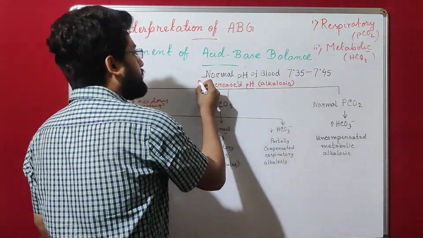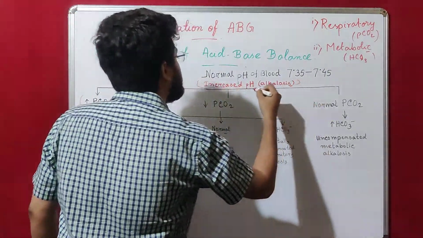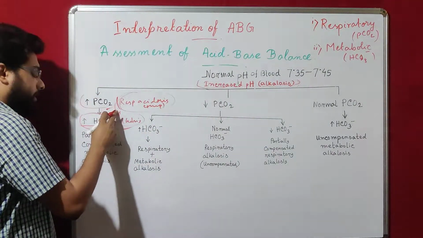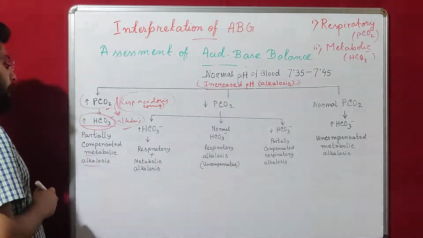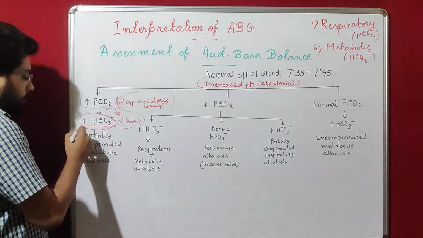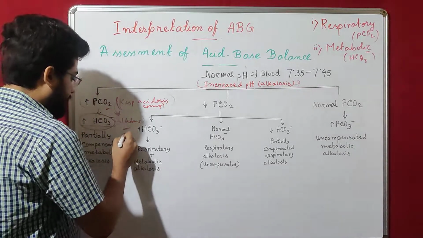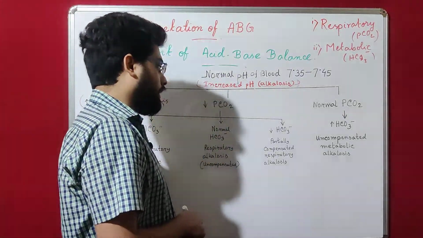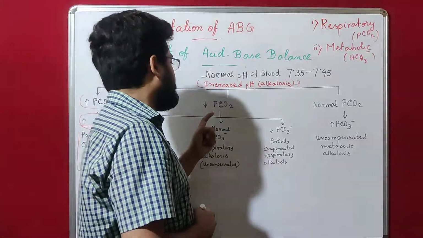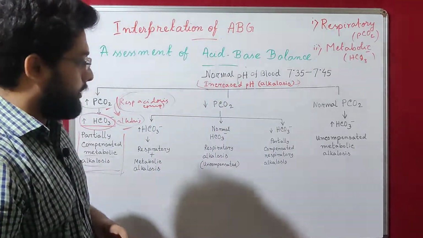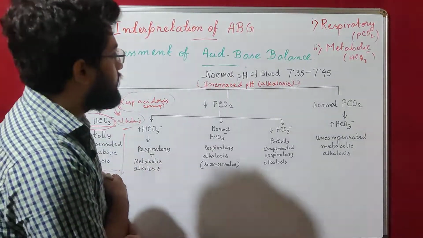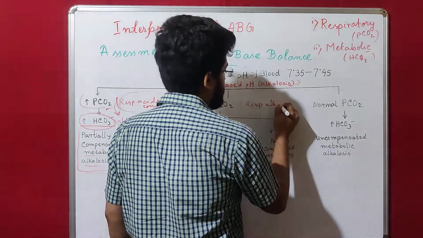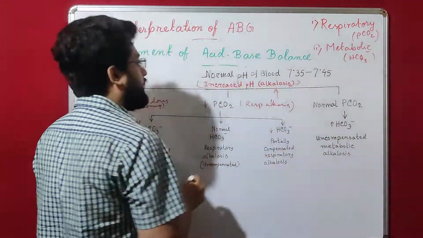Because there is already alkalosis present, which is seen in the blood pH level. That means the compensatory mechanism is incomplete or partial. So this scenario will be called partially compensated metabolic alkalosis. Partially compensated metabolic alkalosis. Now what can be the next chance? The next chance can be a decreased PCO2 level. Decreased PCO2 level obviously causes respiratory alkalosis, which is contributing to alkalosis.